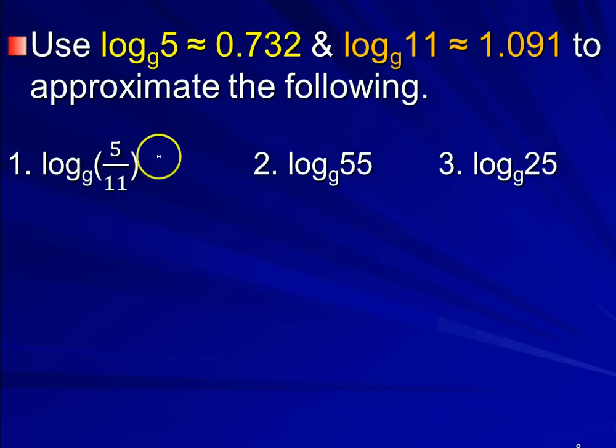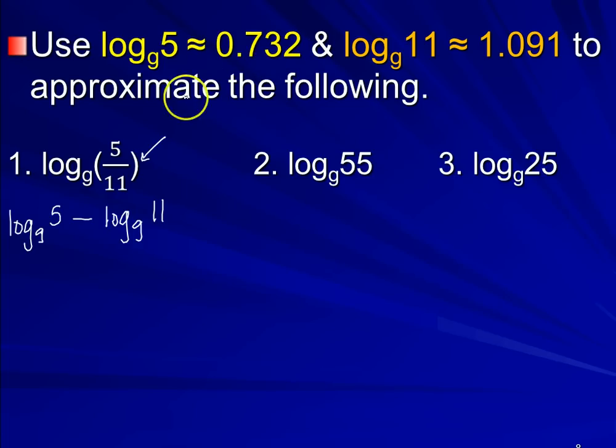Okay, so this first one, the first thing I should recognize is this is division. I've got a 5 and 11, but I need to separate this up before I can actually type these in. Since this is division, when I separate the 5 and the 11 into log base g of 5 and log base g of 11, how am I going to separate those? With what sign in between them? Since it's division, I'm going to separate it with a minus sign.